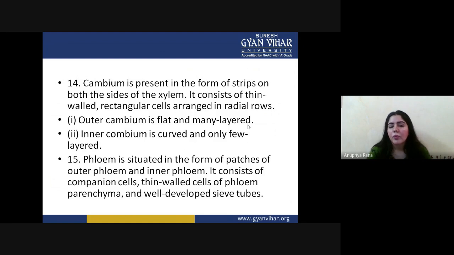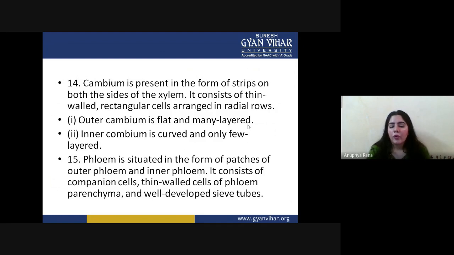There is not very much to combine or confuse between the outer and inner cambium. You just have to remember the outer cambium will be flat and have multiple layers, and the inner cambium will be curved and have very few layers. They are just opposite to each other. Whatever feature is present in the outer cambium, the opposite feature will be present in the inner cambium.